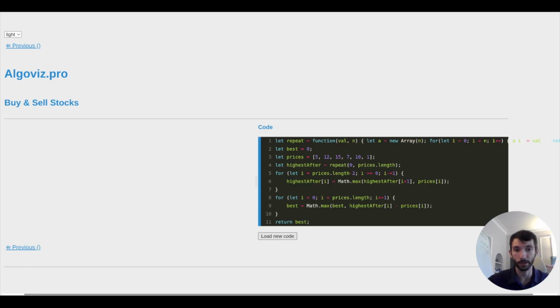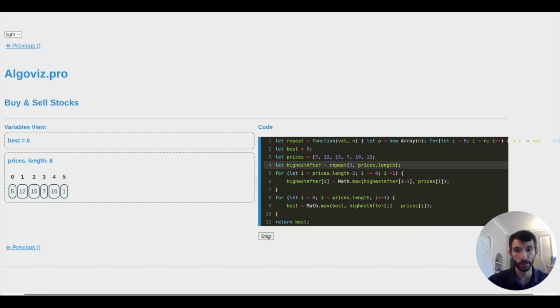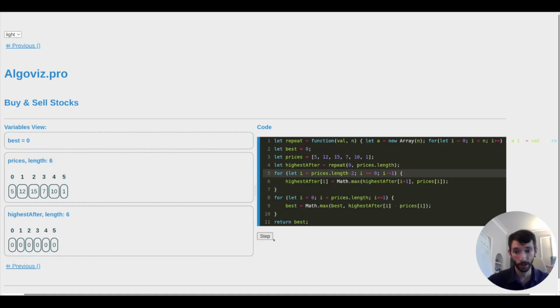So let's go ahead and start stepping through this. We have best set to 0. This prices array is just input. Highest after, we're going to populate them all with 0. This is an okay sentinel value because if the price that we're able to sell it at is 0, there should never be a price lower than that.